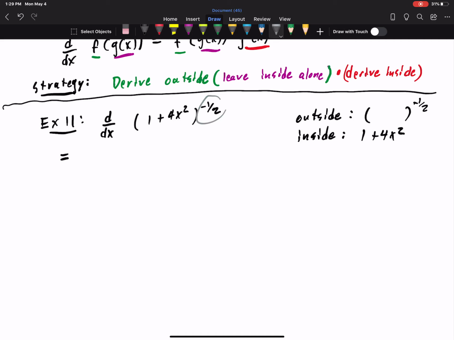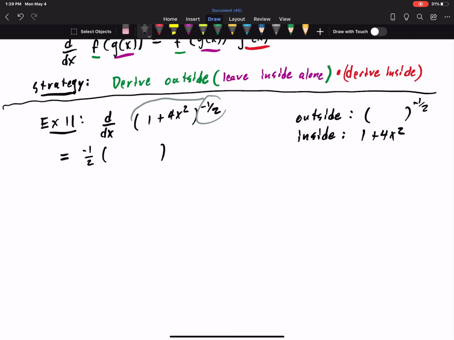You have a negative exponent. Who cares? Bring it down in front because that's what the power rule says. Then you subtract 1 from the exponent. All right, so what does this look like? It's going to give us minus 1/2 times the parentheses, and then you subtract 1 from negative 1/2. So how many halves does that give you? That gives you negative 3 halves. All right, it doesn't become positive because you're subtracting 1.